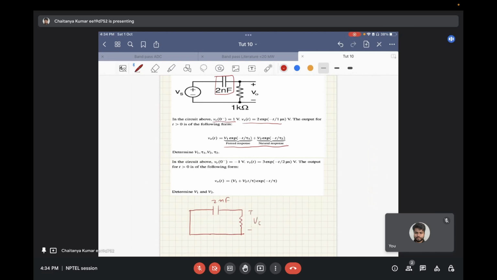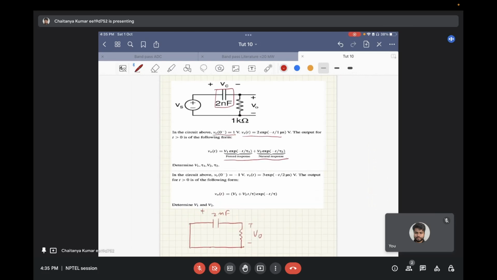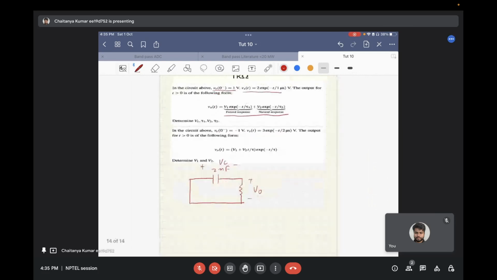So in this case, the voltage across the resistor and the voltage across the capacitor will be the same. This is called VC. So V out is equal to minus VC. And since this is a first order circuit, there will be a first order decay, that is minus VC of 0 into e to the power minus t by RC.